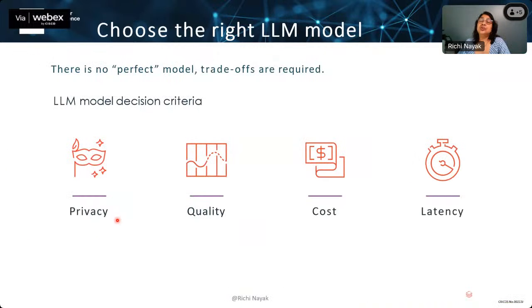So it's important that you choose the right LLM. There is no perfect model. Trade-offs are required, maybe because of the architecture, because of the data they used, or because of the way they have been trained. As an organization or as an individual, you would be thinking about privacy, quality, cost, and latency. These are some of the factors that would dictate which particular LLM you decide on.